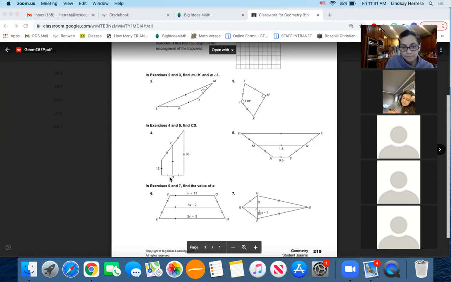CD is the midsegment. And we know it's the midsegment because we have D as the midpoint here on this side with 2 congruent parts, and C is the midpoint on this side with 2 congruent parts. So our formula for finding CD is to add both of our bases, those are your parallel sides, and divide by 2. So add 12 and 36 and divide by 2, and that's the length of CD.